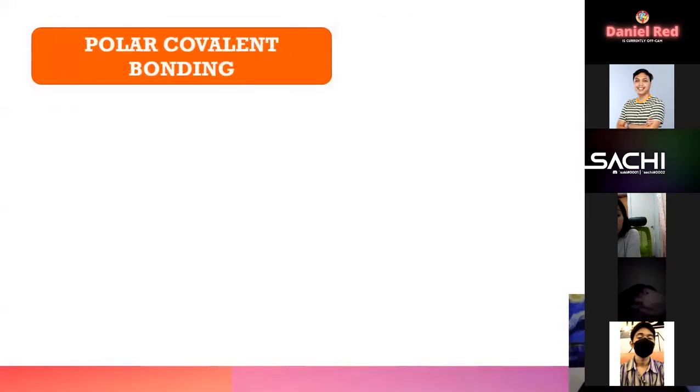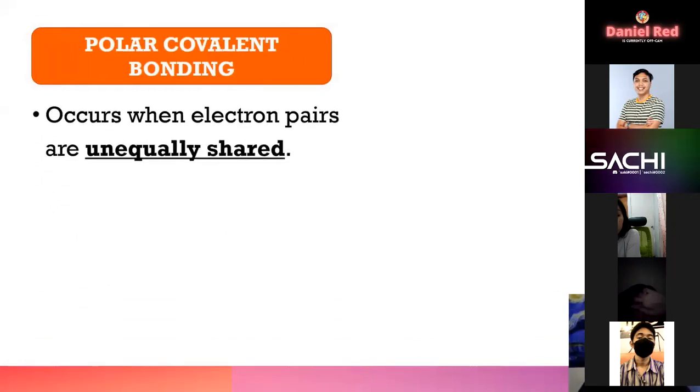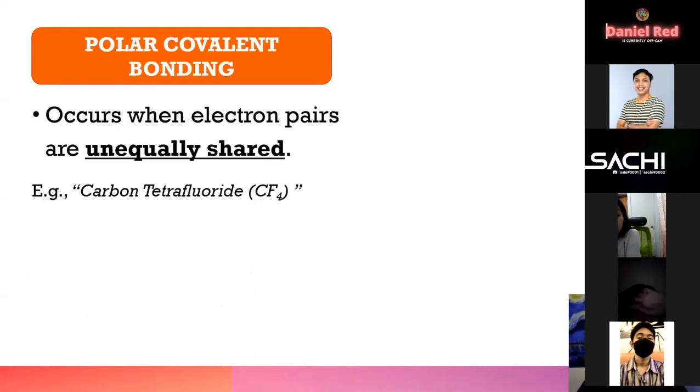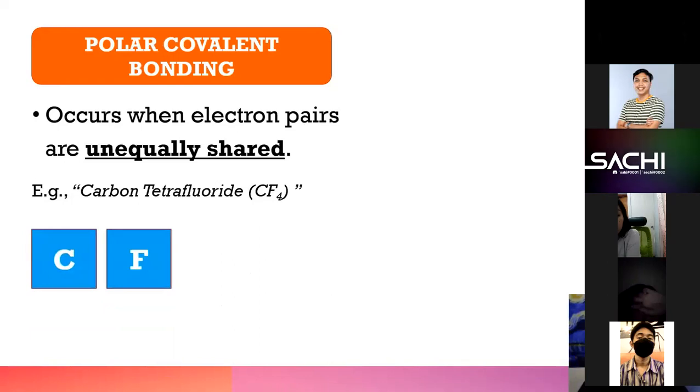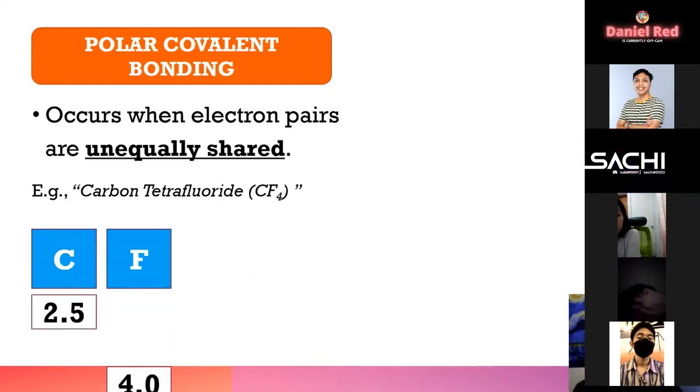So let's have the first terminology, which is the polar covalent bonding. Once again, polar covalent bonding means that there is an unequal sharing of electrons. Remember the term, an unequal sharing of electrons during the process of polarity. So for example, we have again the carbon tetrafluoride or CF4. We have the two elements, which are carbon and of course fluorine. Identify first the EN value or the electronegativity of the two elements. For carbon, you have 2.5 and for fluorine, you have 4.0.